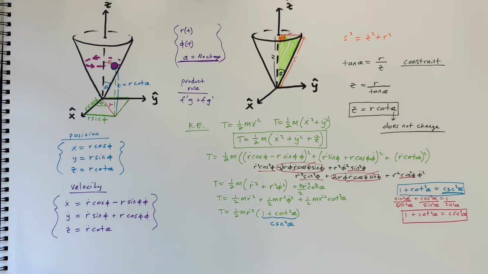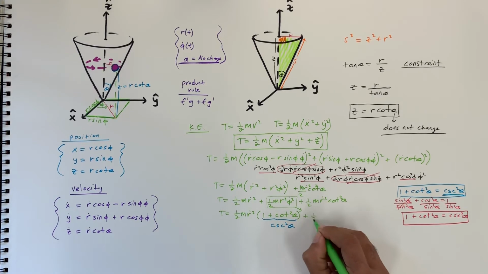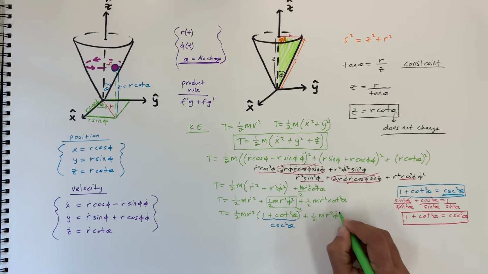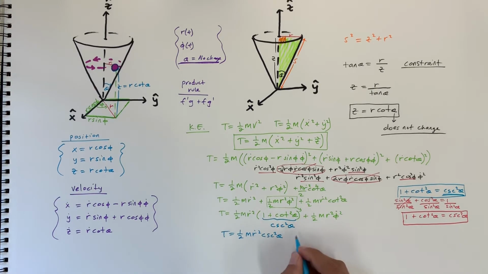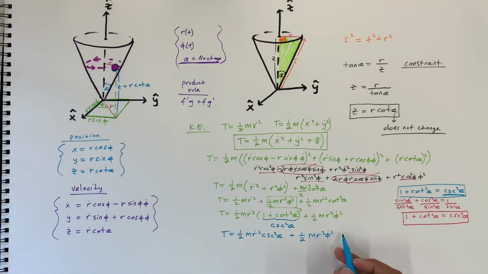All right, so finally, this is the term that's left. So let's write that over here. We have plus 1/2 m r squared phi dot squared. And so finally we have T is equal to 1/2 m r dot squared cosecant squared theta for this term plus 1/2 m r squared phi dot squared. Okay, and this is our kinetic energy term.